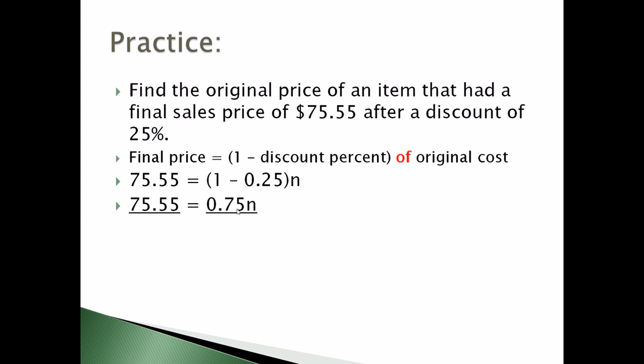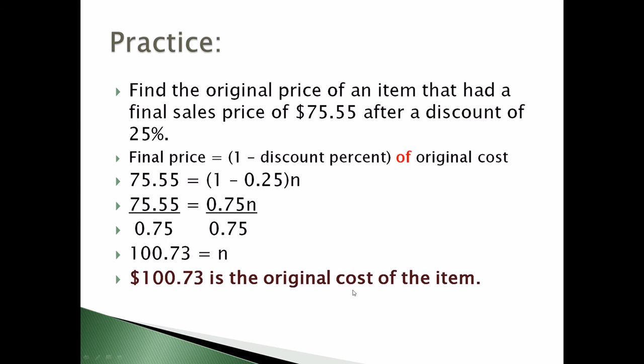The opposite of multiplying by 0.75 to get n alone is to divide by 0.75. And then with your handy dandy calculator, 75.55 divided by 0.75 is going to give you 100.73. And that is, of course, rounding it to money. So this is going to be the original cost of the item. So when I went to the store, it was priced at $100.73, but the owner said, oh, guess what? On sale today, 25% off, and you only pay $75.55. All right, you got the picture.